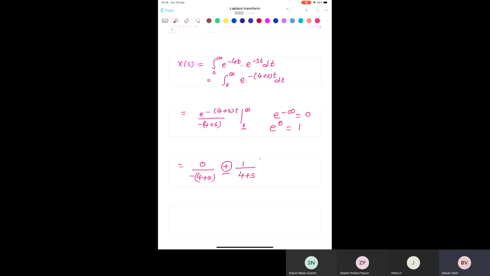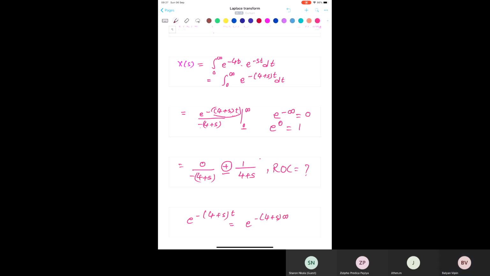Now there is one thing which is missing here. I explained to them last week also that you need to find the ROC. Now, if you look at this signal, when can it converge? When this thing will have a 0 value. If this signal will be, let's say, minus 4 plus s, I explained them in a different way last week, so I'm explaining in a different way today.